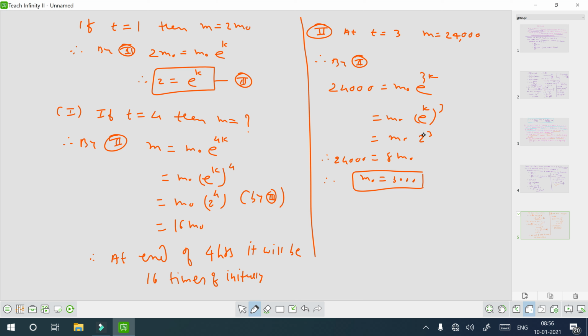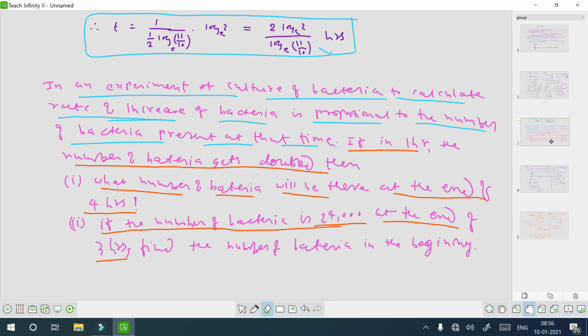So at the end of 3 hours, bacteria is 24,000. Then what we want to answer is the initial number of bacteria. Find the number of bacteria in the beginning.